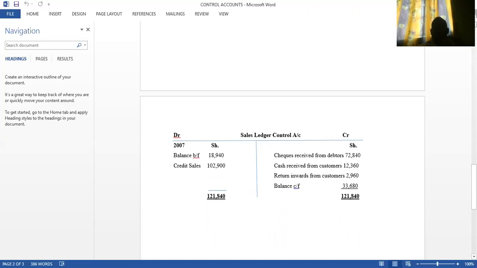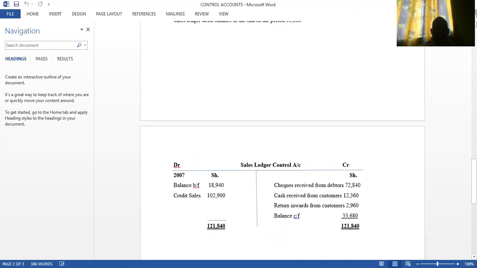What is important for you to note is that on the credit side, we record the items that reduce the debtors: cash received, checks received, return inwards. We also have bad debts written off. All of them will be here if the question contains them. Then on this side, we have the items that increase the debtors account: the credit sales, the dishonored checks, the refunds, and the interest or penalty that is charged on overdue accounts.